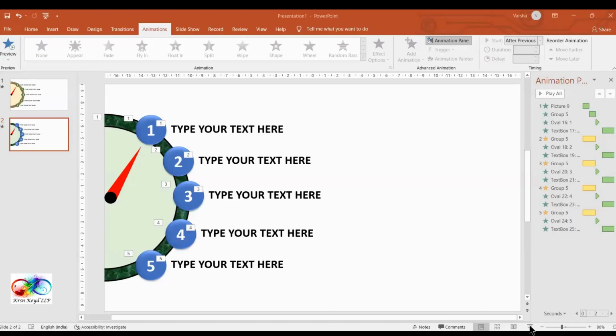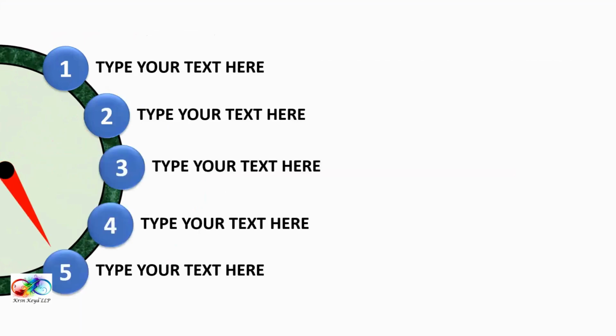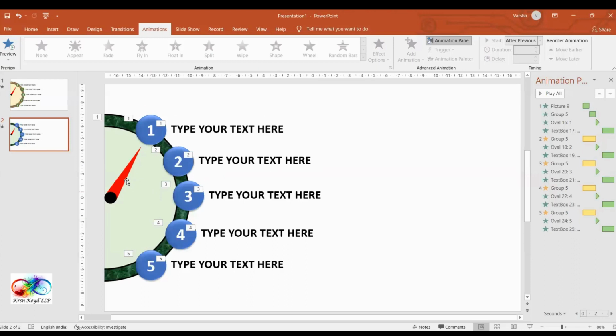So now let us put it on slideshow and see how it works. Exactly, wiping and coming, number appearing, text coming, the needle moves to the second point. Okay, so what happened is that we have not changed the entrance of the needle to after previous. So we have to go select this one. This has to be after previous. We are saying on click.